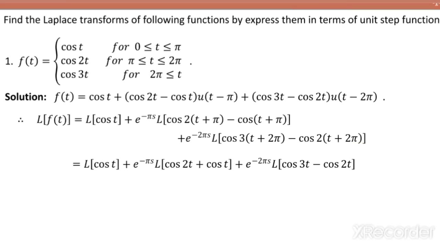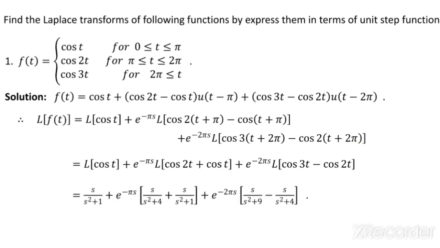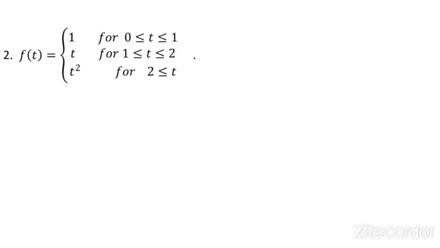So apply the result directly now. You know the cos at result, s by s square plus a square. Here the multiplicity is 1, so s by s square plus 1, and the rest all similarly: e power minus pi s by s square plus 4, plus s by s square plus 1, e power minus 2 pi s by s square plus 9, minus s by s square plus 4, correct.